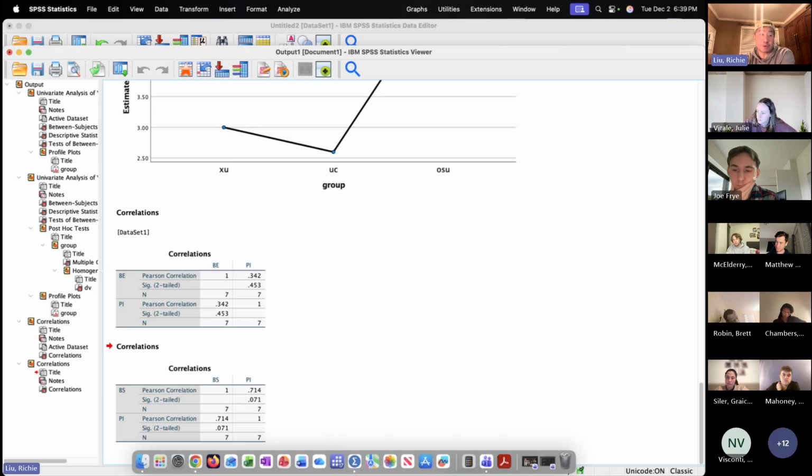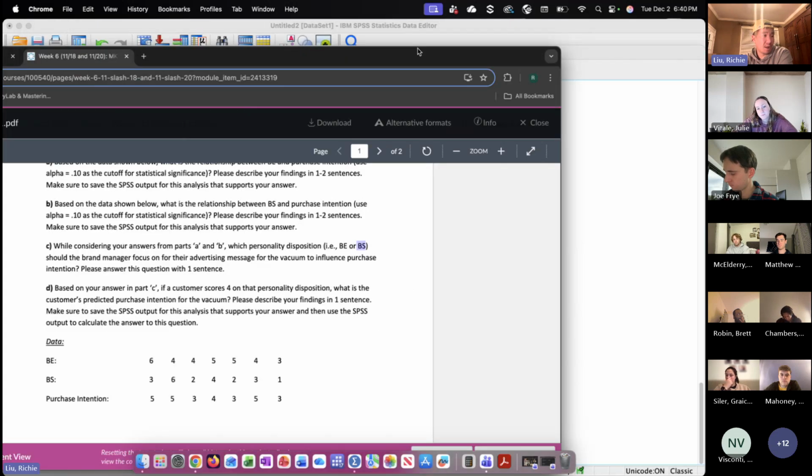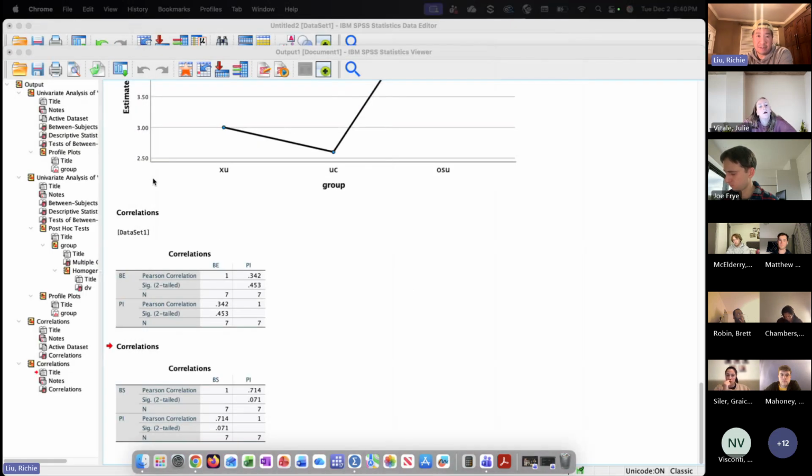So now we're going to go ahead and run the regression equation. As a quick reminder, we decided in 1C we're going to focus on brand schemacity because it was a statistically significant correlation. So now I want to know, with brand schemacity, if a person scores 4 on that personality disposition, what is the predicted purchase intention? So I'm going to go ahead and run a regression now. My data.